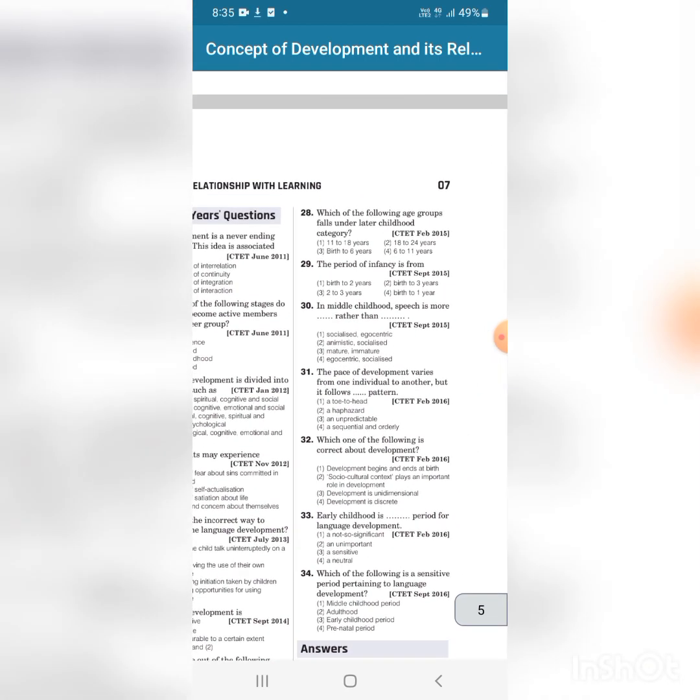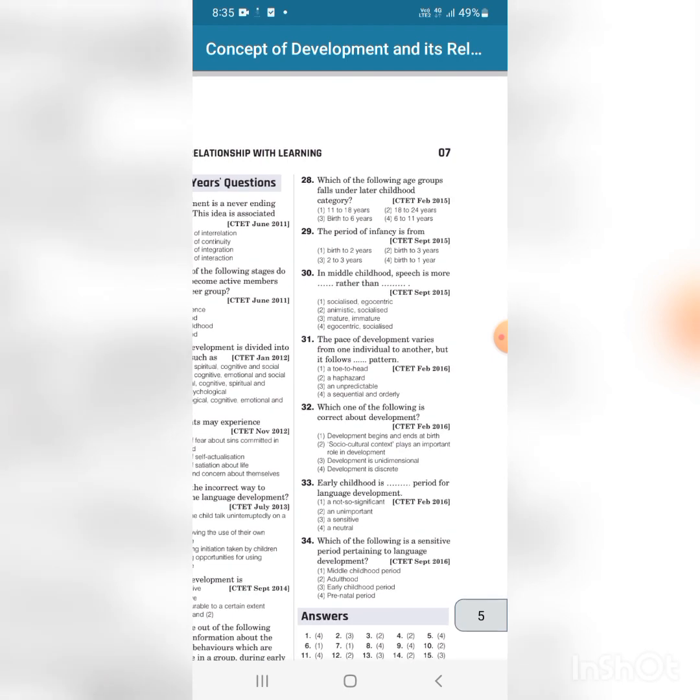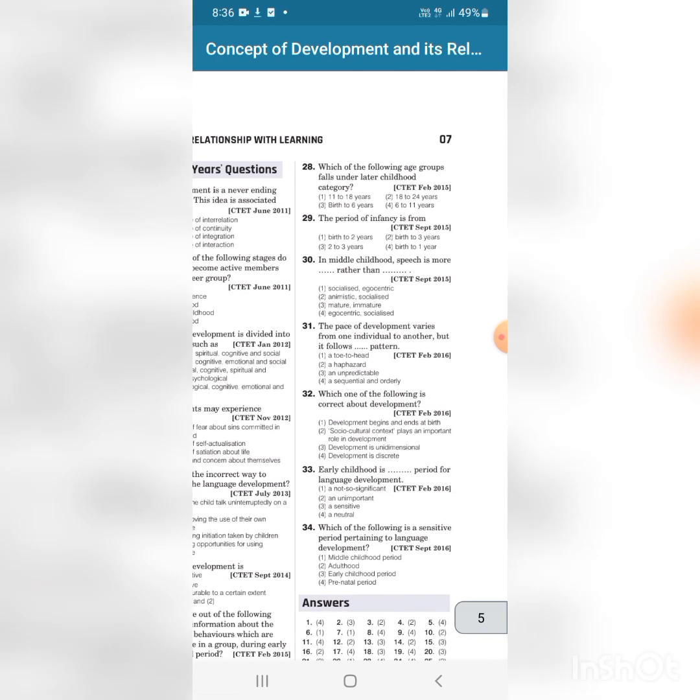Question number 28. Which of the following age groups falls under later childhood category? The answer would be 6 to 11 years of age. The period of infancy is from, the answer would be birth to 2 years. Question number 30. In middle childhood, speech is more dash rather than dash. The answer would be socialized and egocentric.